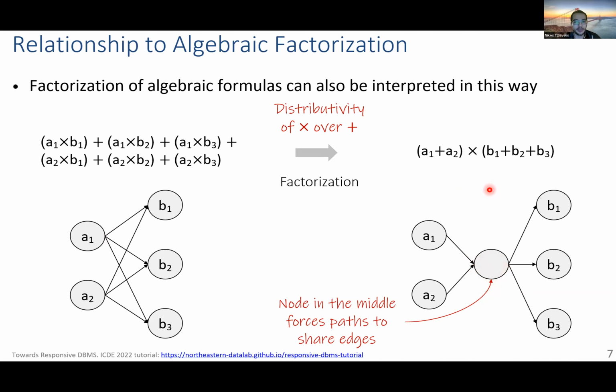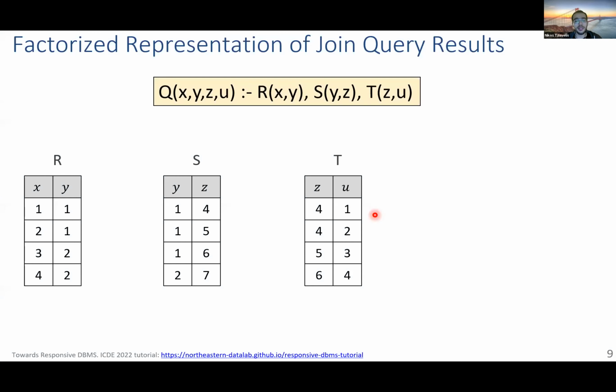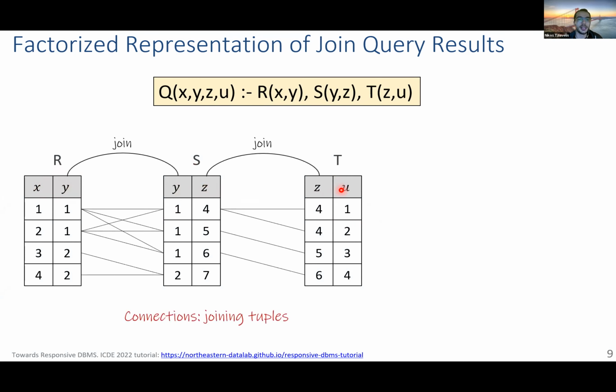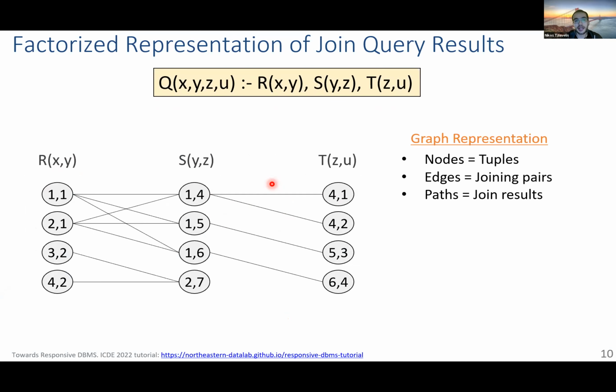So let's now try to apply this to a conjunctive query. Here's an example of a path query. So Ry joins with Sy, Sz joins with Tz. And here I'm just showing the connections, the joining tuples between the relations. And now let's try to represent this as a graph.